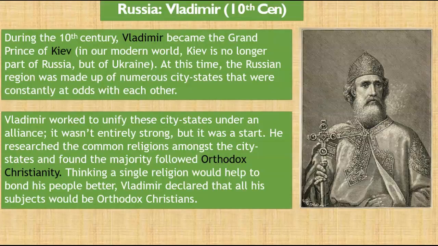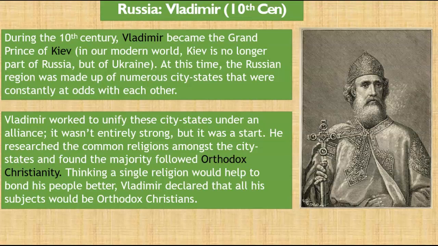So Vladimir in the 10th century. During the 10th century, Vladimir became the Grand Prince of Kiev. In our modern world, Kiev is no longer part of Russia, but it is part of Ukraine. At this time, the Russian region was made up of numerous city-states that were constantly at odds with each other. And we've talked about this before. During this time period, there was a lot of fighting, a lot of battling for territory, for land. Vladimir worked to unify these city-states under an alliance, and it wasn't entirely strong, but it was a start.